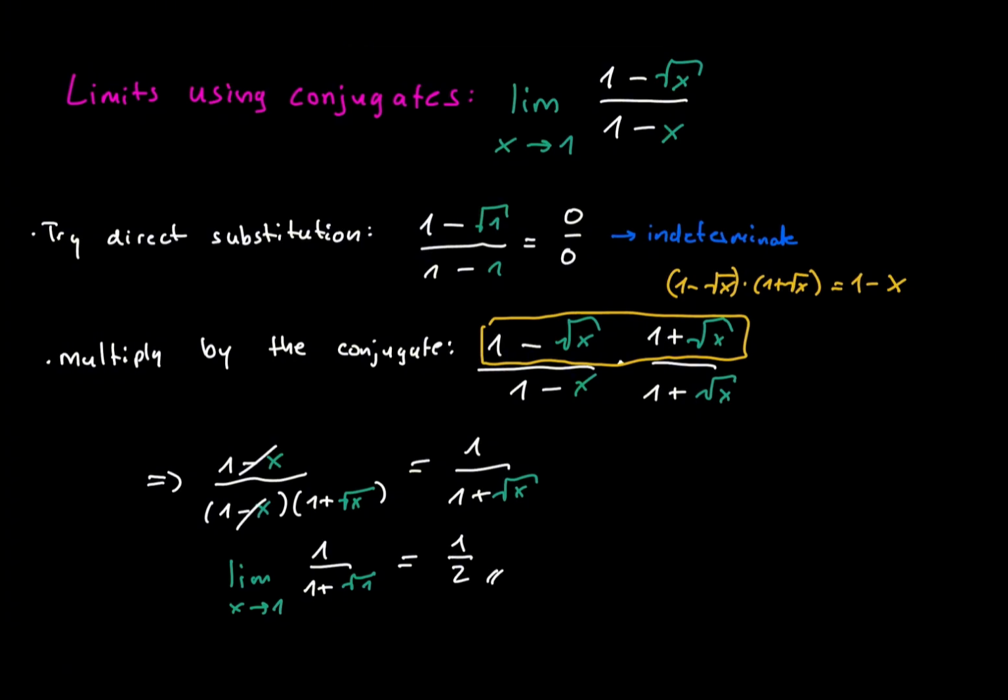Quick takeaway. Even if the order looks flipped, the conjugate still removes the square root and creates a cancelling factor.